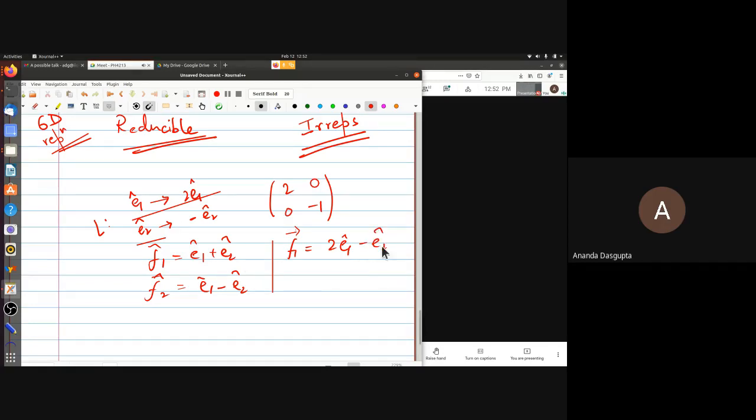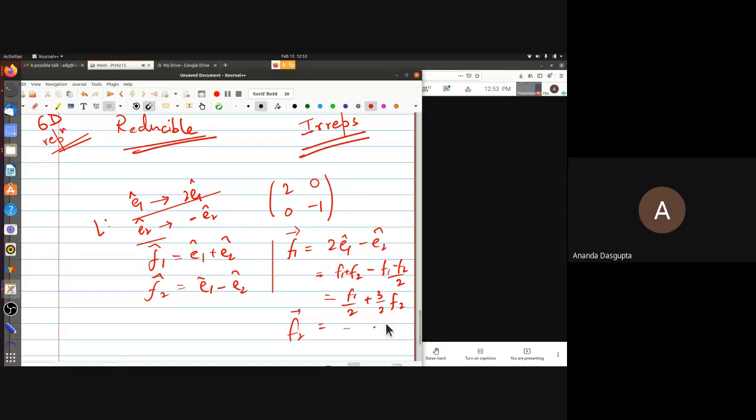But this is neither F1 nor F2, right? That's actually, twice E1 is F1 plus F2, minus (F1 minus F2)/2. So what you will end up with is F1/2 plus 3/2 F2. And something similar will happen for F2.